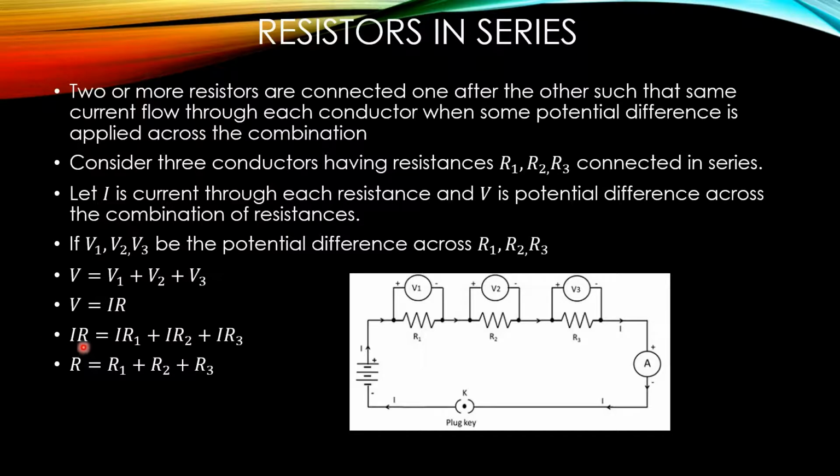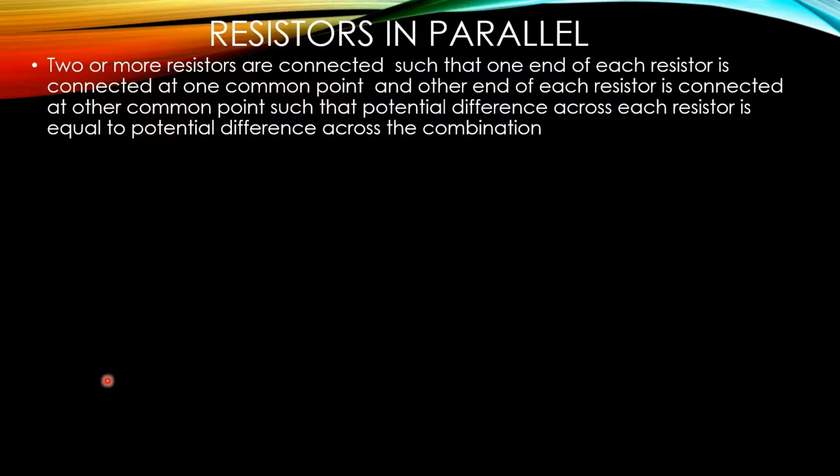In this step, the left hand side will remain as it is, IR. From the right hand side we will take I common. From both sides I will cancel and R equal to R1 plus R2 plus R3, meaning the equivalent resistance will be equal to the sum of resistances which are connected in series.